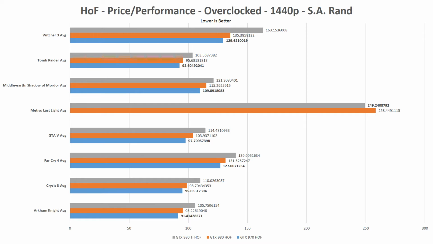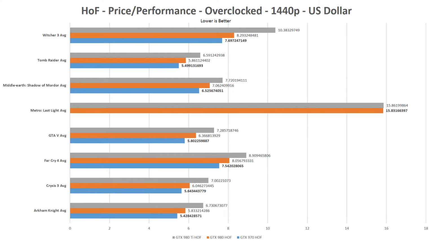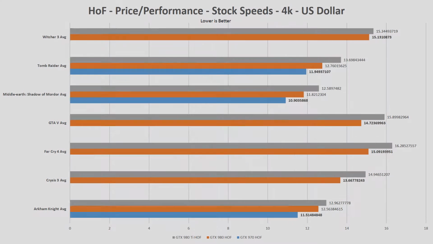With the overclock applied, the GTX 970 pulls ahead with a higher price to performance in Witcher 3, but still doesn't crack a 30 FPS average on Metro Last Light, where the GTX 980 Ti actually gets the nod as a winner. At 4K in stock speeds, the 970 misses out on averaging over 30 FPS in Crysis 3, Far Cry 4, Grand Theft Auto 5, Metro Last Light, and The Witcher 3. And every game failed to get above 16 frames in Metro Last Light, so that won't be considered here.